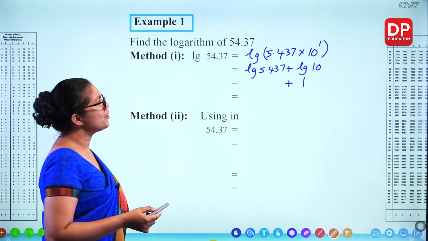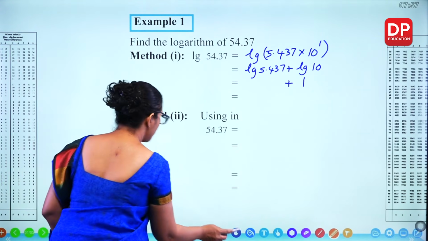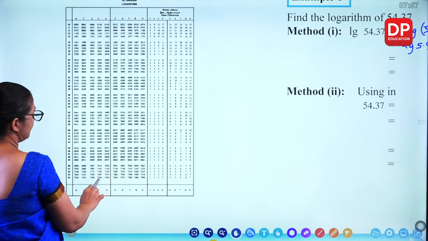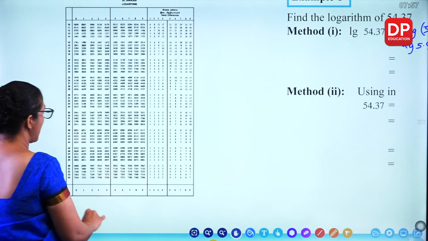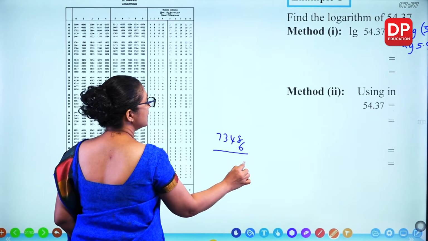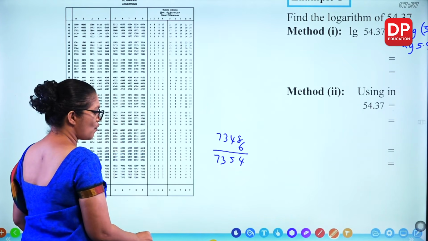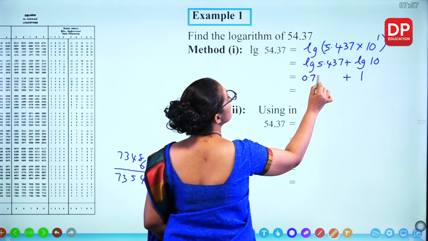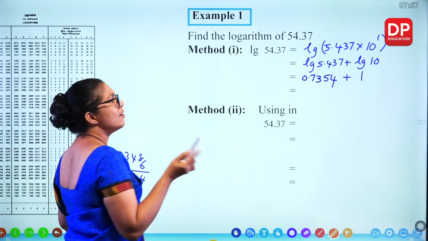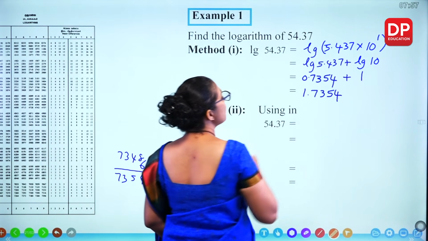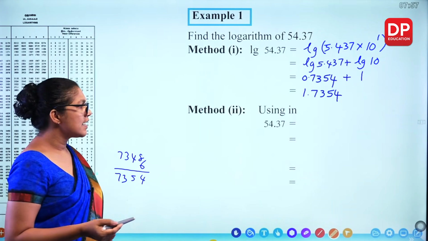What's LG 5.437? 5437. 7 is 6. Add 6 to that. You get 7354. Now add the two values. You get 1.7354.